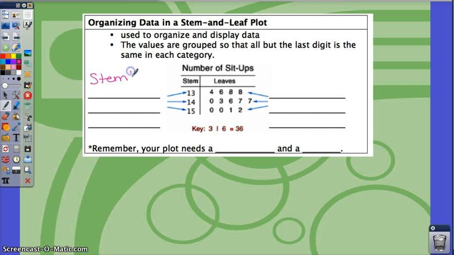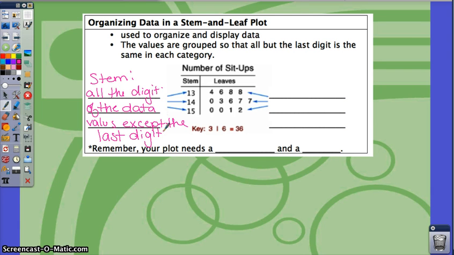And what is the stem, or how do you determine the stem? Fill this in. It's all the digits of the data values, except the last digit. So it'll be all the digits except the last digit.